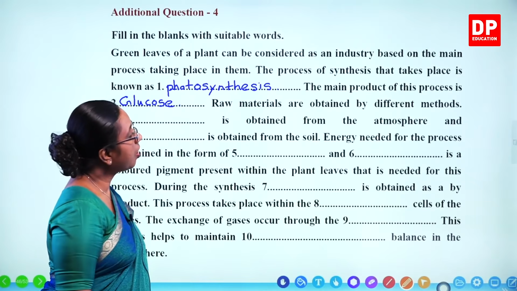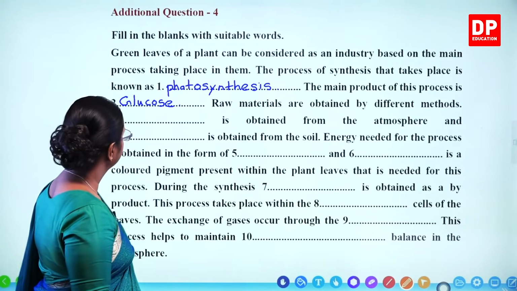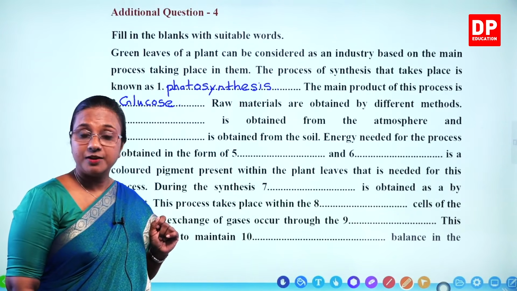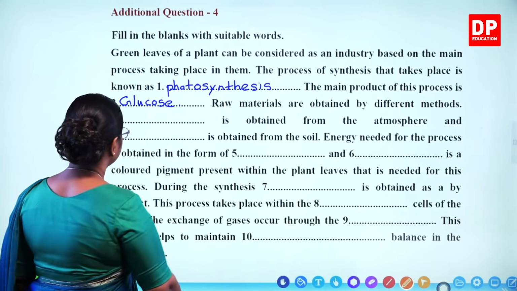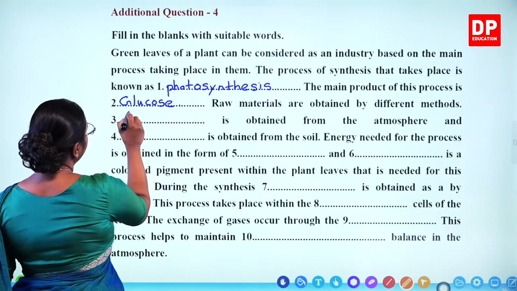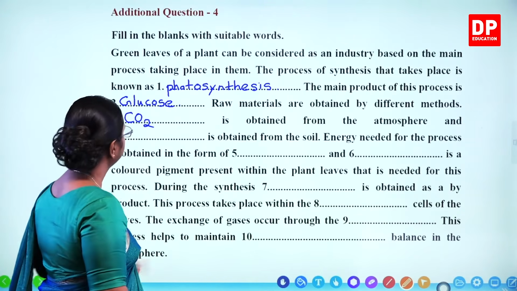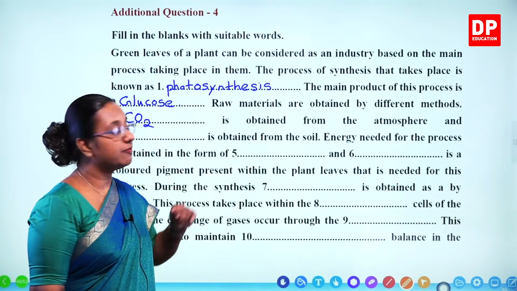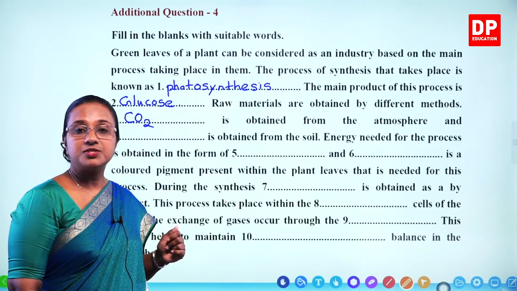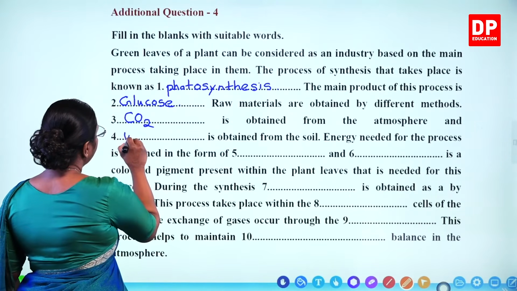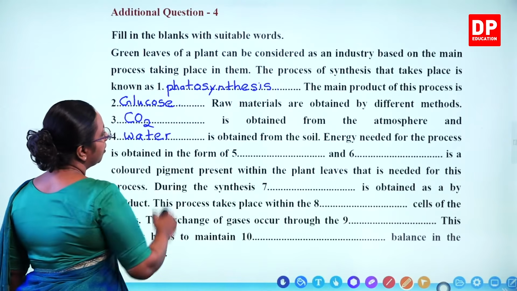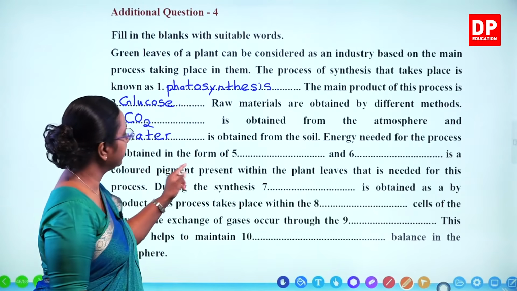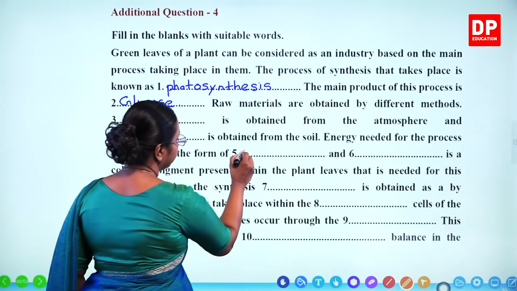Raw materials are obtained by different methods. Dash is obtained from the atmosphere. What is obtained from the atmosphere? Carbon dioxide. So we can either write the word or I can use the formula. CO2 is obtained from the atmosphere and dash is obtained from the soil. What is obtained from the soil? Water. Water is obtained from the soil. Energy needed for the process is obtained in the form of sunlight.